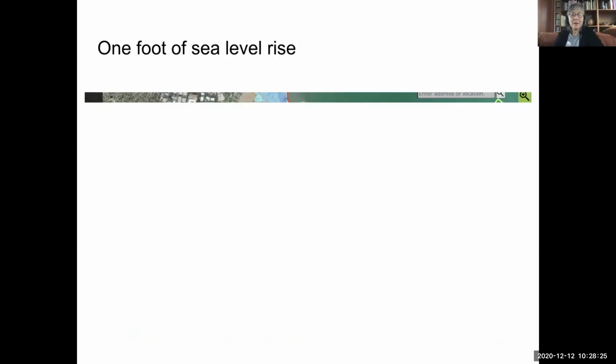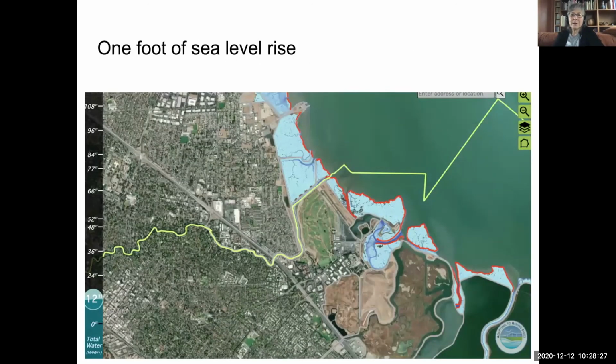But here's what it shows us when you get to 1 foot of sea level rise locally. Basically the salt marshes become inundated. We decided that the yellow line, since San Francisquito Creek is the county border, must be a county border in there. The light blue shows where water levels will come to.